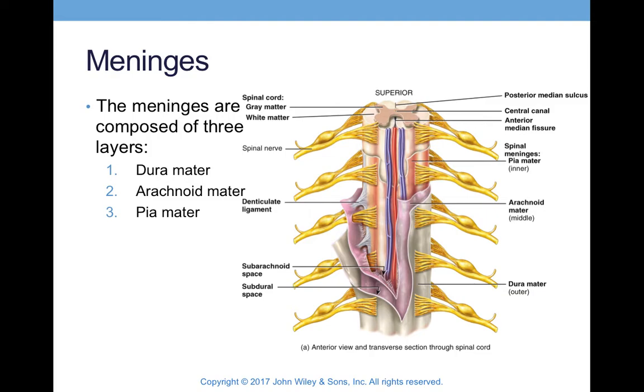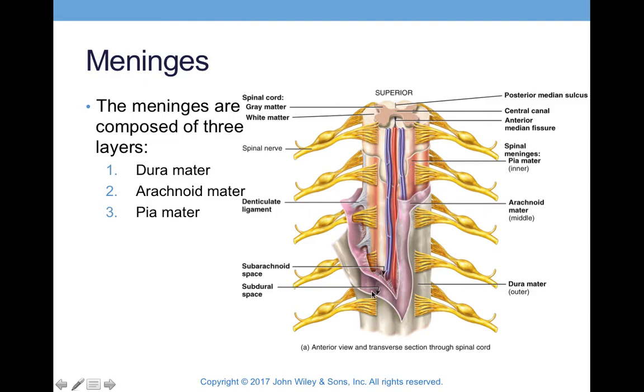The outermost layer is the dura mater. The middle layer is the arachnoid, and the innermost layer is the pia mater. So here we see these layers actually peeled back and open for us. So the dura mater, the outer, the arachnoid, or the middle, and then finally we have the pia mater as the innermost layer here.